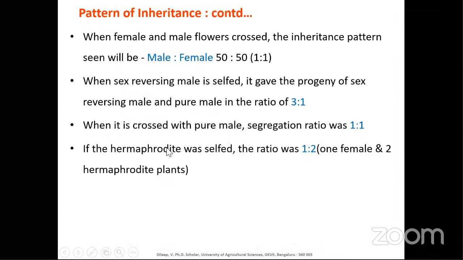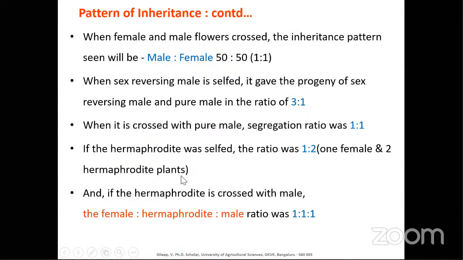And when the hermaphrodite flowers are selfed, the ratio was 1:2, that is 1 female and 2 hermaphrodite plants. This is a very important question, and also one of the asked questions. What happens when the hermaphrodite flowers are selfed? What is the outcome? 1 female and 2 hermaphrodite plants will be developed. This is the benefit, because the female plants bear fruits, and the hermaphrodite plants also bear fruits.